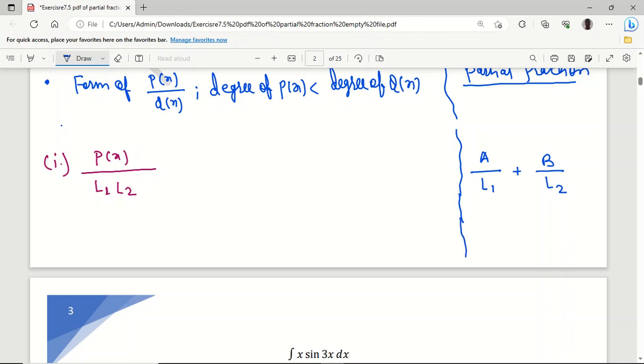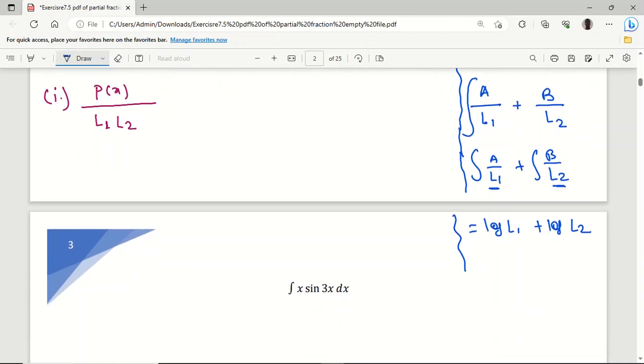See here, the reason is that this form is very simple; we can integrate it very simply, because A is some constant, we can throw it outside, B is also some constant, we can separate them into two integrations. Like if it is the whole integration, I can write it in the form of integration A upon L1 plus integration B upon L2. And since it is linear, we can directly write A log L1 plus B log L2. But the problem is, why are we writing Px upon L1 L2 in this form?